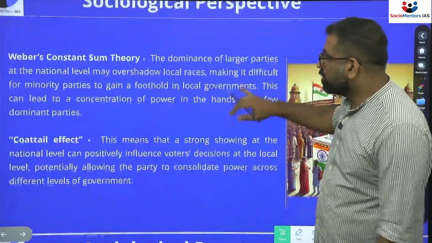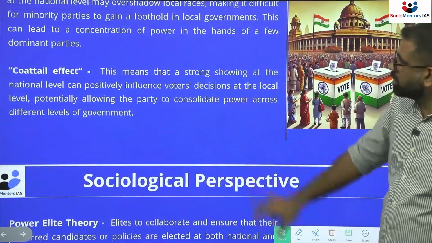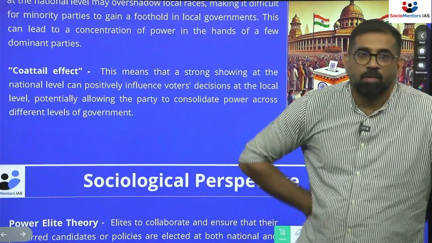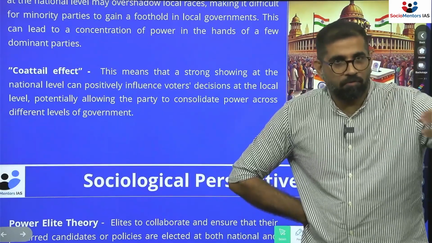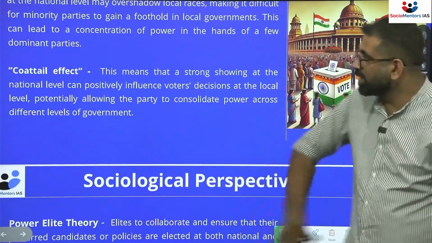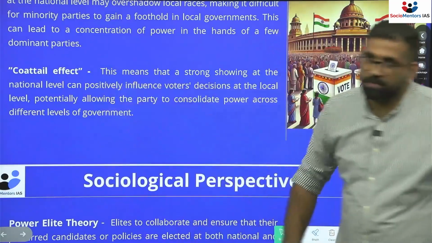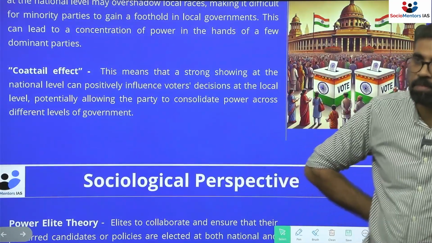Now, you might have also heard about the coattail effect. This coattail effect is what we have discussed right now: the people's tendency to vote for those parties at the center in the local elections as well. That is referred to as the coattail effect. There will be a strong bias among people.